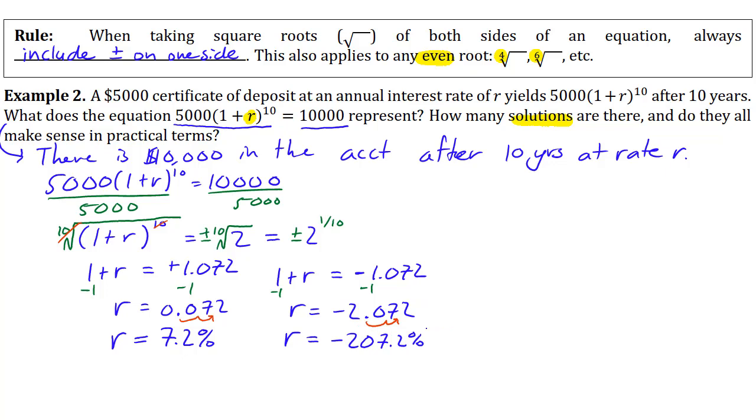So what's happening is that if R is this negative 2 point something, and you plug it into this, you're going to get 1 minus 2 point something. You're going to get a negative number to the 10th power. And it works out to be the same as the 1.072 to the 10th power. So it is a solution of the equation. So this equation has 2 solutions with this even power here, but only one of them makes sense in practical terms.